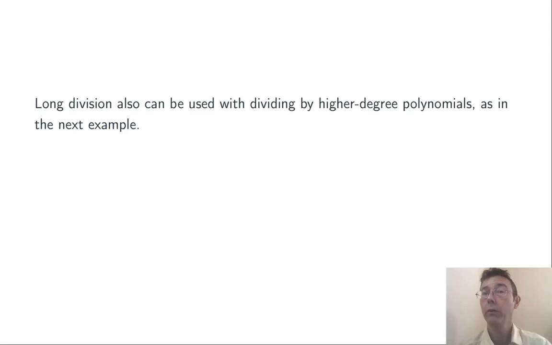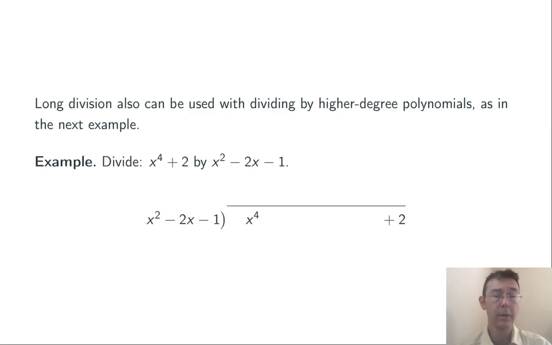Long division can also be used when dividing by higher degree polynomials, not just linear terms. Let's see an example of what I mean. Divide x to the 4th plus 2 by x squared minus 2x minus 1. So the process is going to be the same here. I'm going to say, what do I need to multiply x squared by to get x to the fourth? And the answer is x squared.